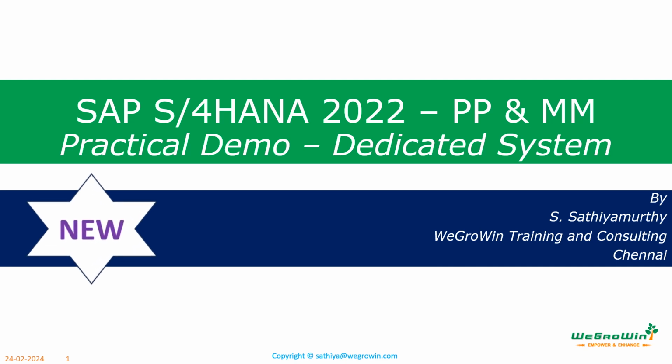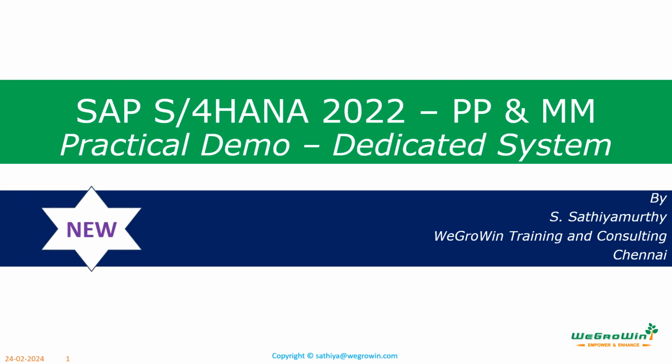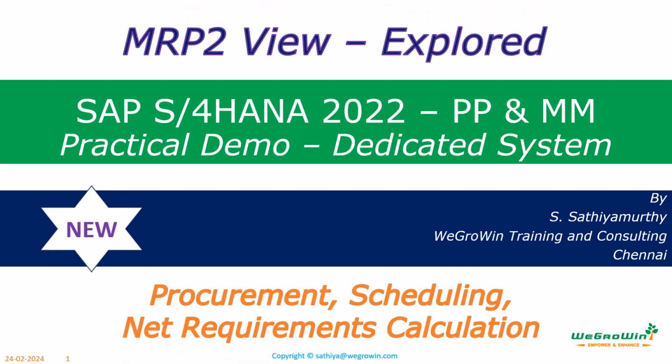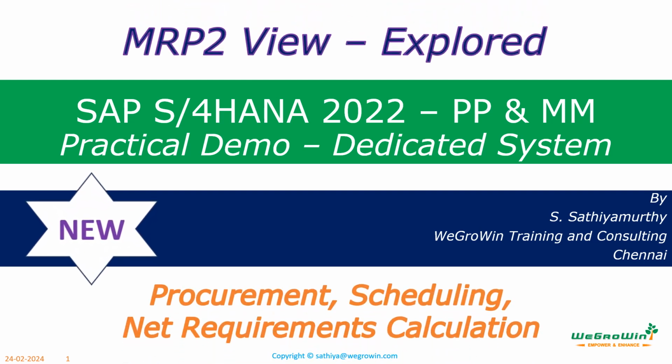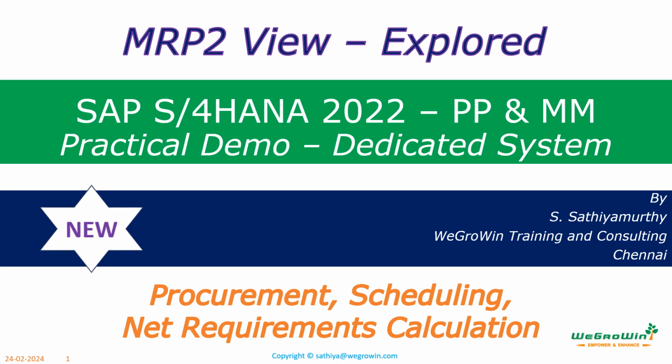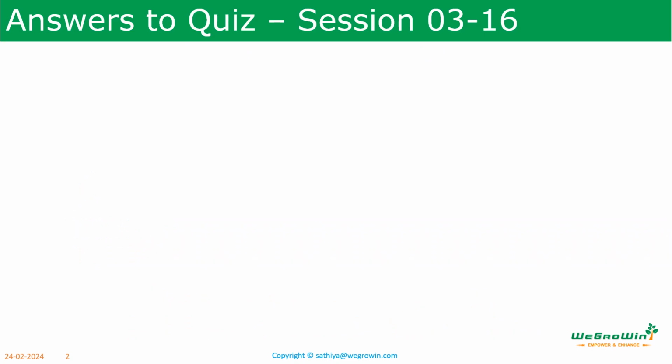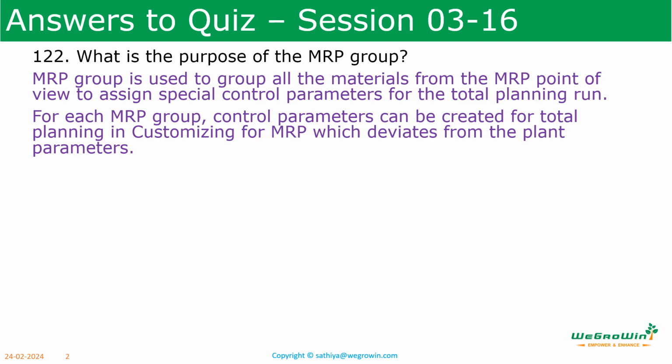Vanakkam. In the last session, we discussed the parameters at MRP1 view and created MRP1 view for the business case materials. As a next step, we must create the MRP2 view. In this session, we will discuss various parameters in the MRP2 view and create the views for the business case materials. Before going to the session, let us see the answers for the quiz we discussed in the last session.